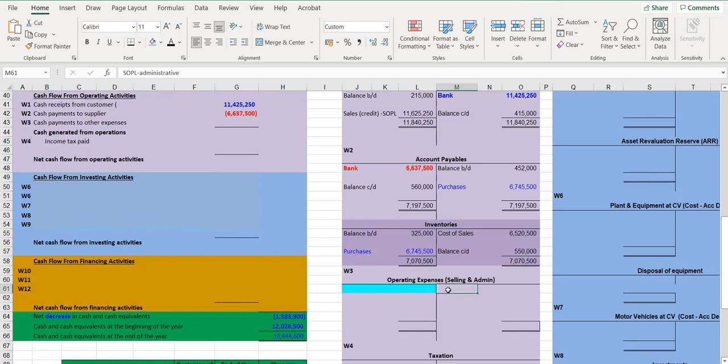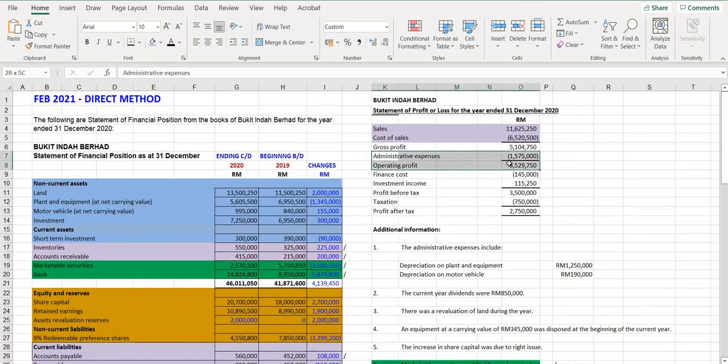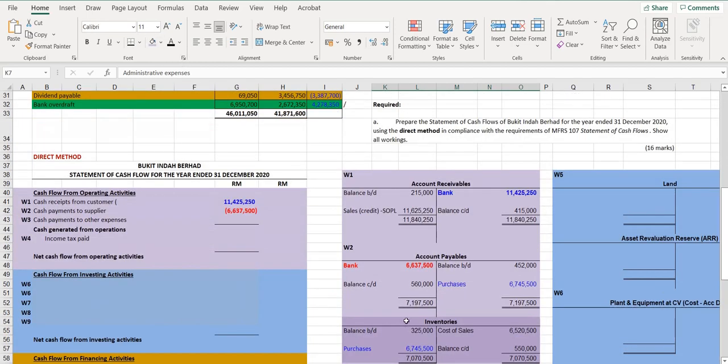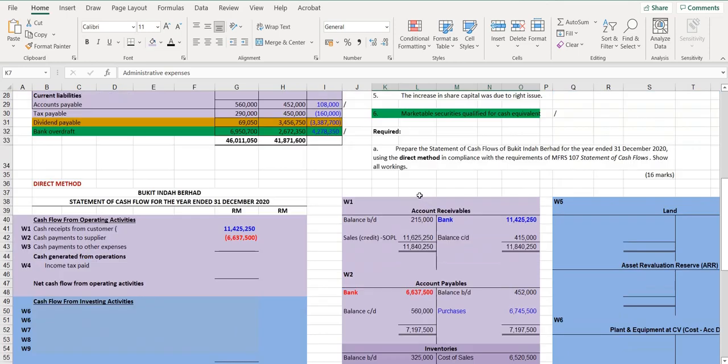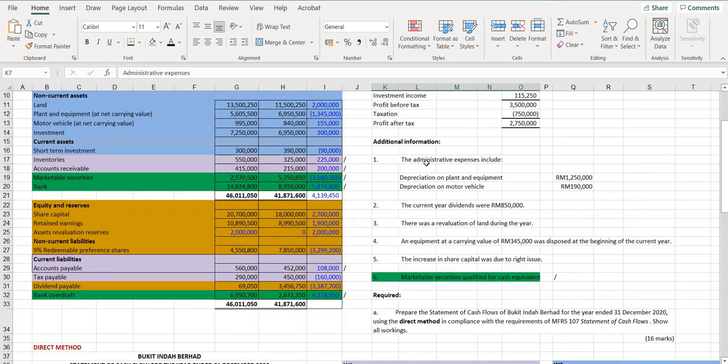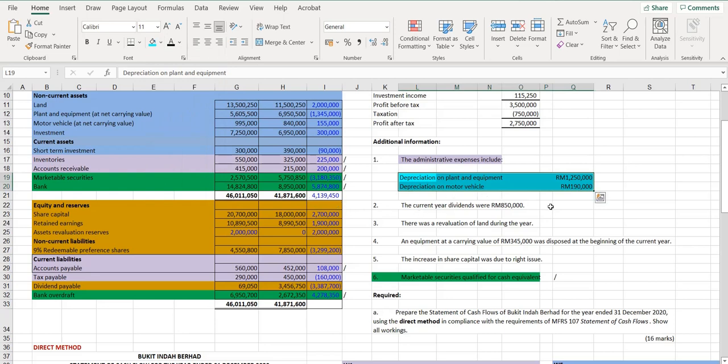So we will start off by putting the selling and admin expenses, but here there are no selling expenses. This figure was from the SOPL, statement of profit or loss, right? And then you can remove from the expense the non-cash and non-operating expense. So in your information number 1, you are informed the admin expenses include depreciation on plant and equipment and on motor vehicle, which was a non-cash item. I used the coins or the light blue for the non-cash item.